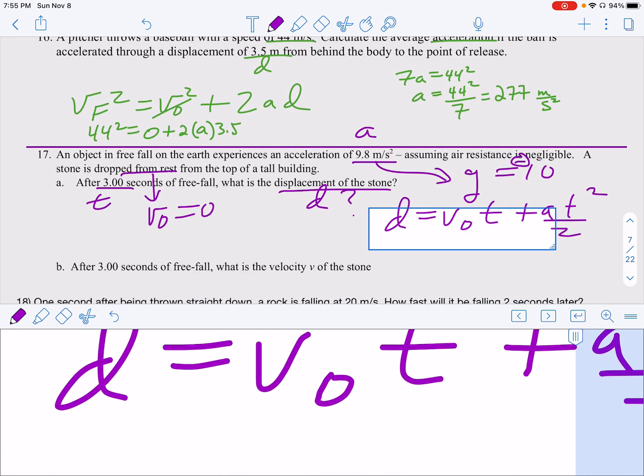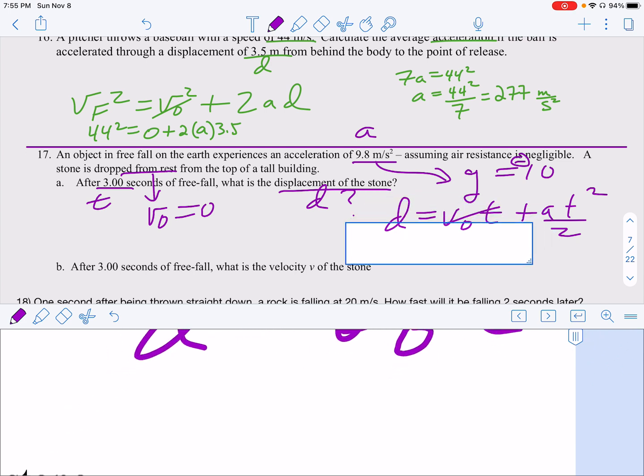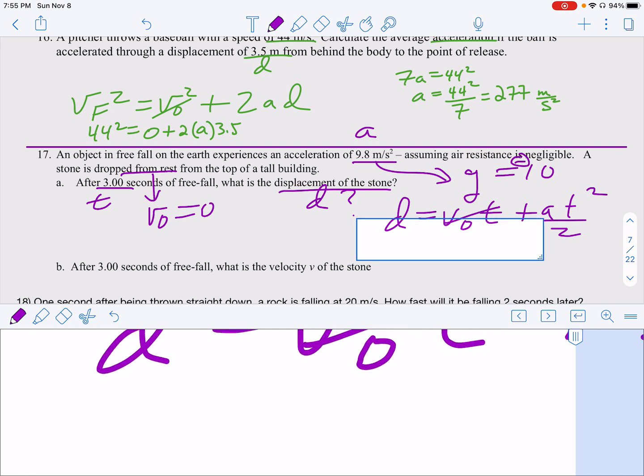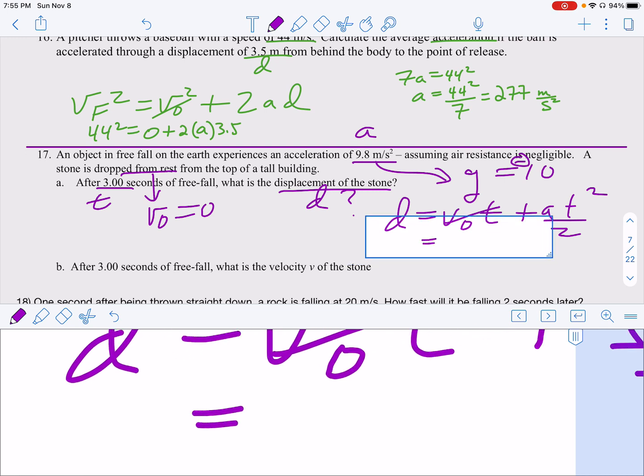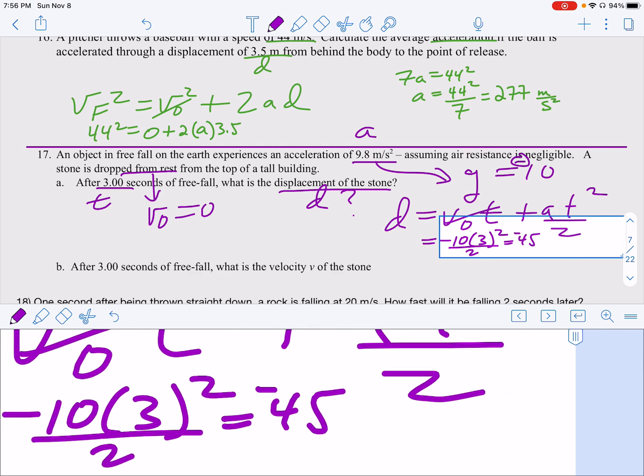So if it's dropped, this cancels out. So D equals AT squared over 2. A is -10, so I'm going to use -10 times T squared, 3 seconds, divided by 2. 3 squared is 9 times 10 is 90, divided by 2 is 45. So I'm getting -45 meters.